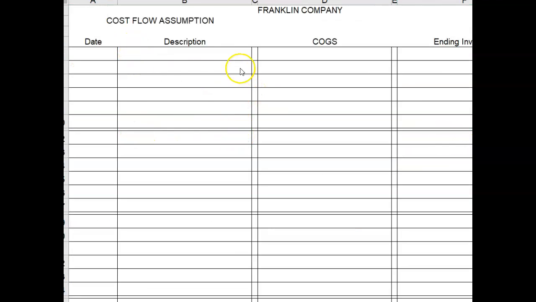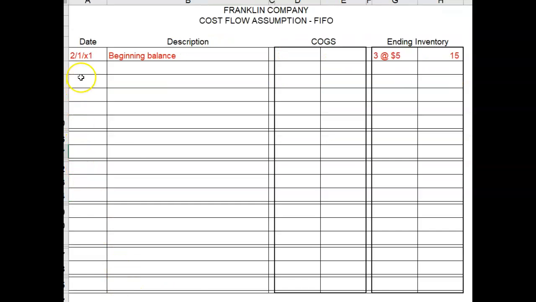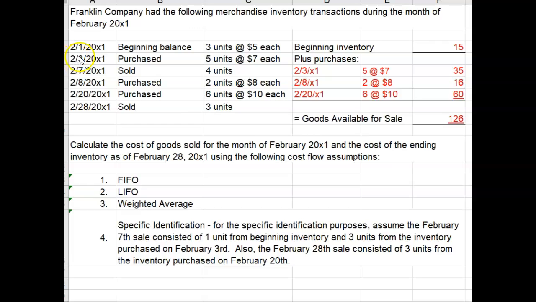So each one of these big blocks is going to hold one transaction. Let's start out by putting the beginning balance in the first block. 2/1/X1, beginning balance. No cost of goods sold because we didn't sell anything. 3 units at $5 each for a total cost of $15. Now the next transaction that happened was on February 3rd, and we purchased 5 more units at a cost of $7 each.